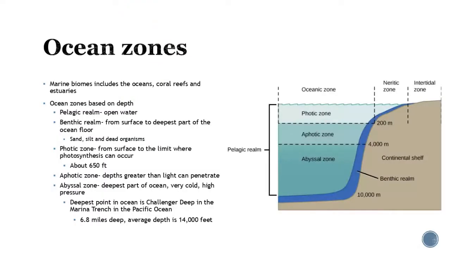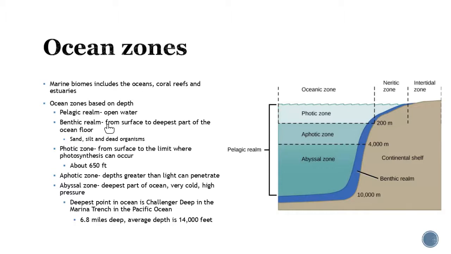Now, the ocean is divided into different zones. When we talk about the marine biomes, we have the oceans, coral reefs, and estuaries. And we'll break the oceans up into zones based on depth first. So we have what's called the pelagic realm, which is pretty much anything that's open water, based off this graph right here.